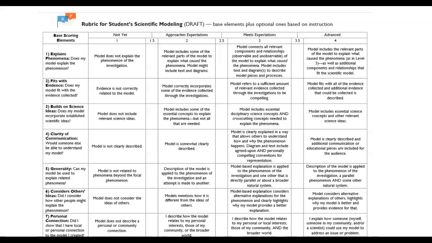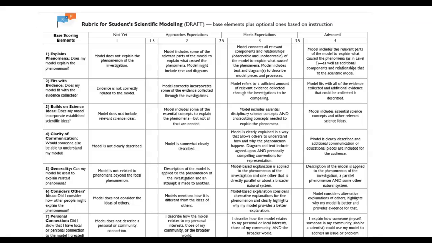Fits evidence. Does a model fit with evidence collected? Well, if I were collecting evidence about the moon phases and how they change and the patterns during the course of the month and where they're located in the sky, we can say that maybe possibly the model incorporates some of the evidence collected through the investigations. Builds on science ideas. Does the model include some of the disciplinary science concepts and cross-cutting concepts needed? It doesn't quite get to meet expectations. Once again, it's probably in the approaching or maybe even down into the not yet, but there are some disciplinary core ideas available in that model, but not a whole lot going on there.